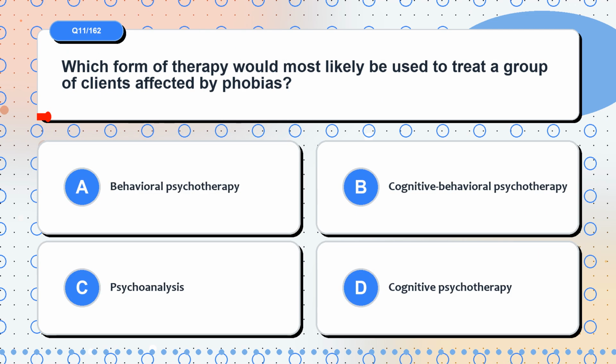Question 11. Which form of therapy would most likely be used to treat a group of clients affected by phobias? Here are the options. Option A, behavioral psychotherapy. Option B, cognitive behavioral psychotherapy. Option C, psychoanalysis. Option D, cognitive psychotherapy.